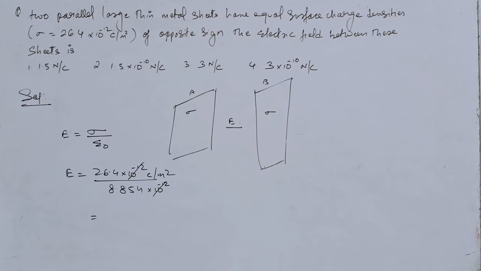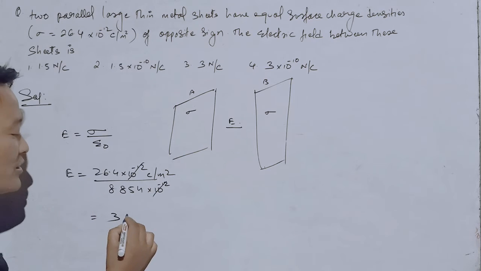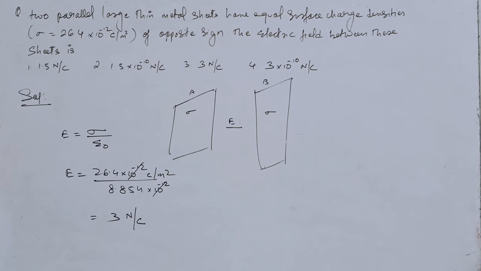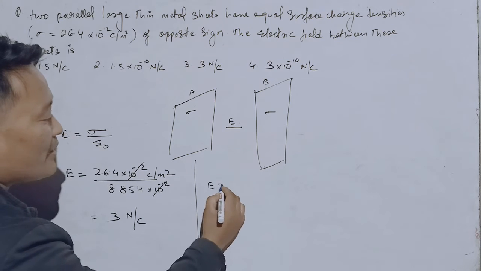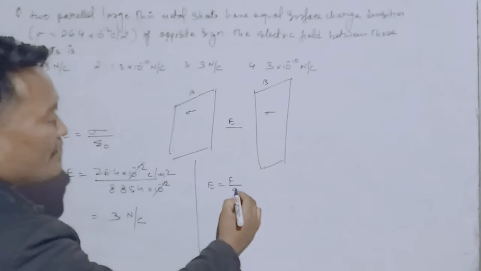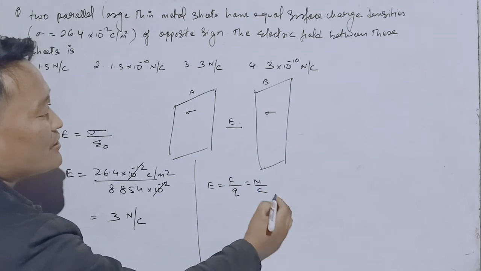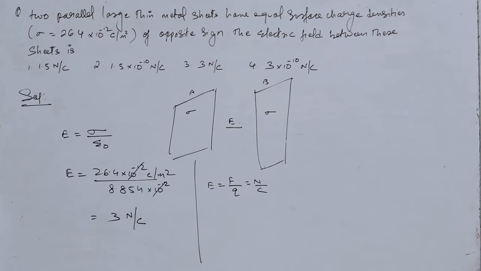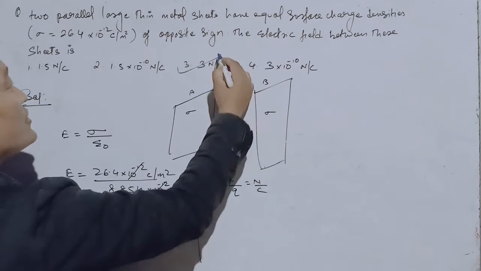So both will cancel, and nearly, 26 divided by 8.8, approximately we will get 3. Approximately 3 we will get, and the unit of electric field is Newton per coulomb. Since electric field is given by force by charge, and force is in Newton and charge is in coulomb, the unit is Newton per coulomb, and the correct answer is option 3.